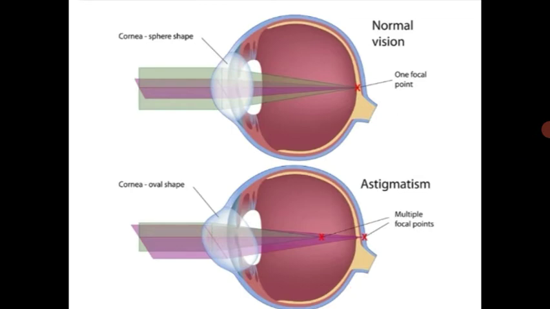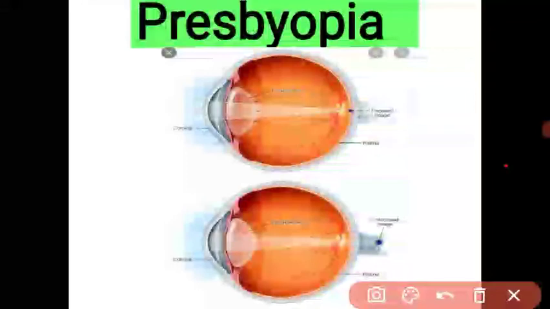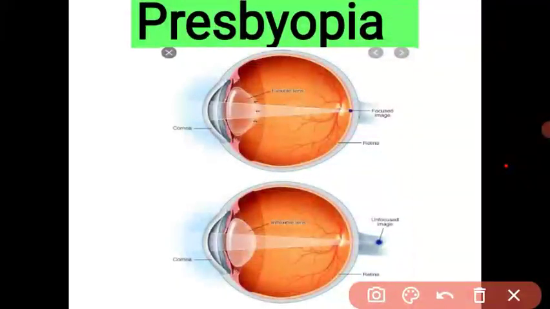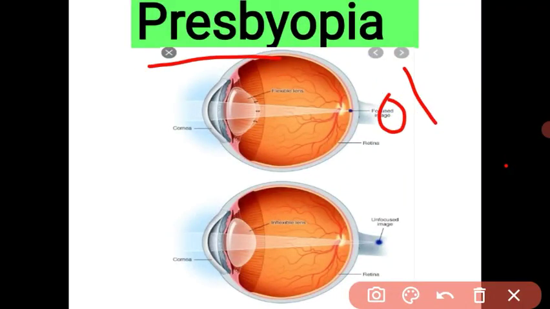Next is presbyopia. See, presbyopia is the same as long sightedness, far sightedness, meaning hyperopia. It is the same, but it affects old age people in this condition, presbyopia. What happens in that condition?